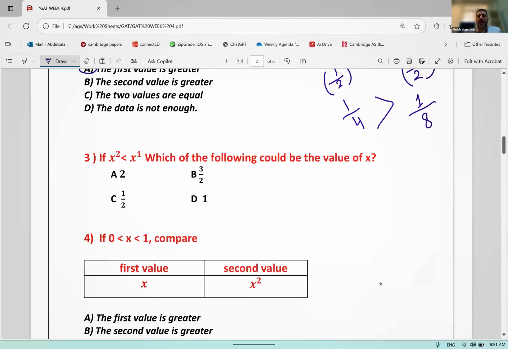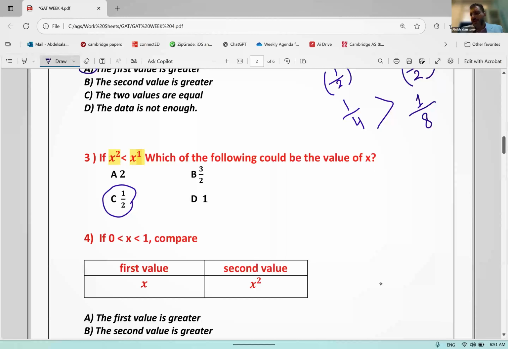Question number 3, we're going to use the same concept. Which number here, if you increase the power, the value will decrease? That is, a number to the power 2 is smaller than the same number to the power 1. This is only for fractions. So I'm sure that it's C.